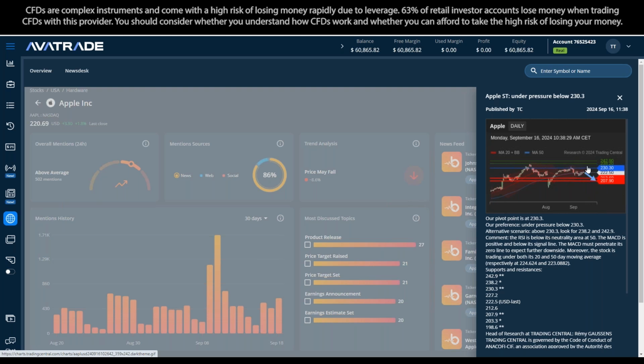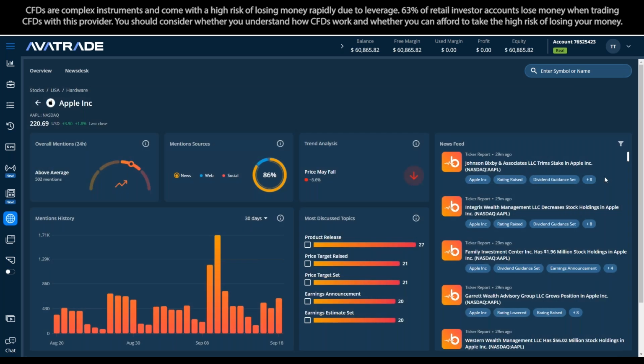If this opens above the blue line or moves above, and like I said, the futures are pretty far in the green on the US indices, then this might flip to a buy signal if it jumps above 230, 230.30 is the pivot line. So we'll keep an eye on that. But you can see the technical signal was to sell.